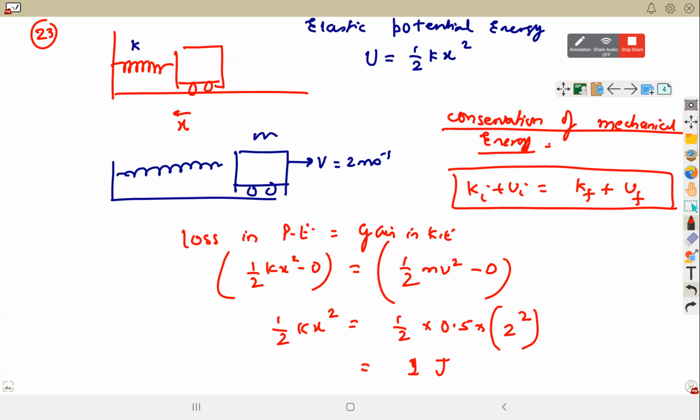Correct. Exercise 2b is done. Now exercise 2b was the conservation of mechanical energy principle. Now let's jump to exercise 2c. 2c is a conversion of energy, from the numerical section and the multiple choice.